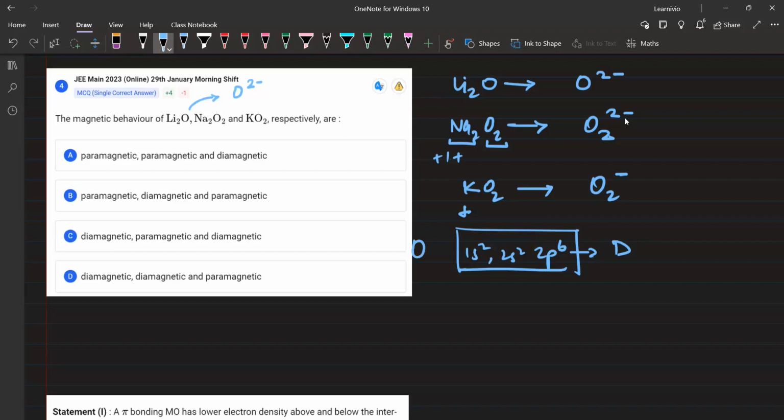This is for O2 2 negative, the first case. Okay, it is diamagnetic. And the O2 negative is not diamagnetic. So dia, para, para. This is D option. Does this make sense? Yes or no? Please tell me. Yes, sir.